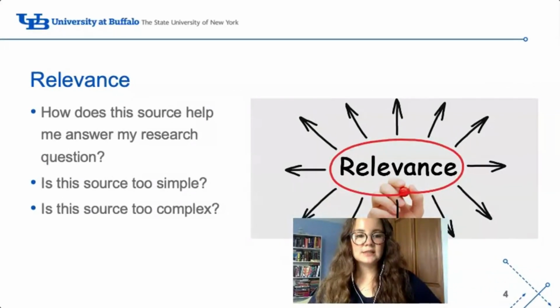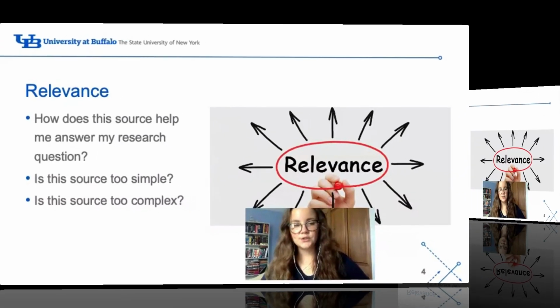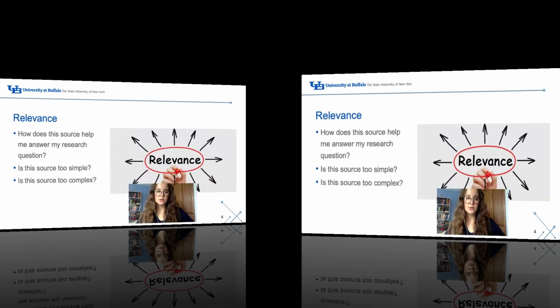This means that you should assess how relevant or appropriate a source is for your research project. You should ask yourself if the source helps you in answering your research question, and if it's too complex or too simple to suit your needs.